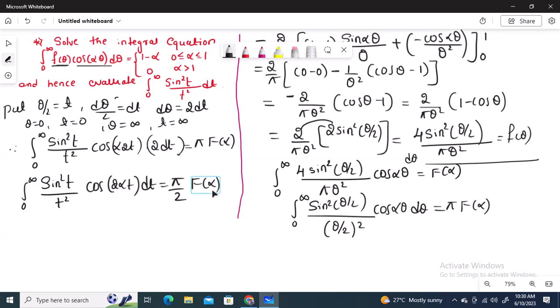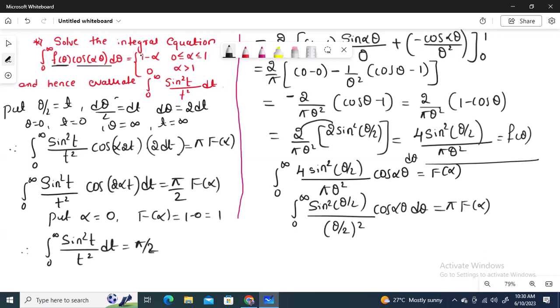And the f of α on the right hand side also we have to check. Where 0 lies. So f of α means 0 lies between 0 to 1. So the α value is 0, if I take 1 minus 0, 1. f of α is 1. So put α equal to 0. Then f of α becomes 1 minus 0, which is 1. So therefore, finally we have integral 0 to infinity sin² t by t² into dt equal to π by 2. So this is one of the important results in mathematics.